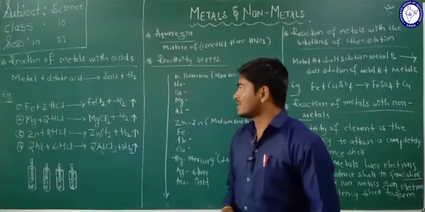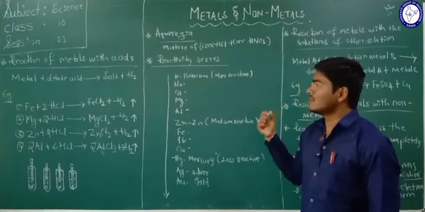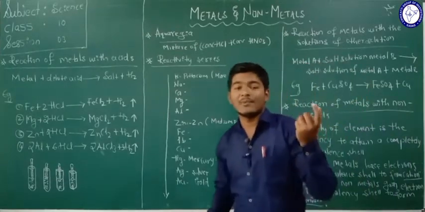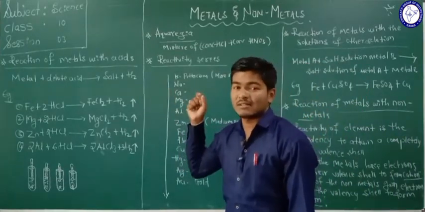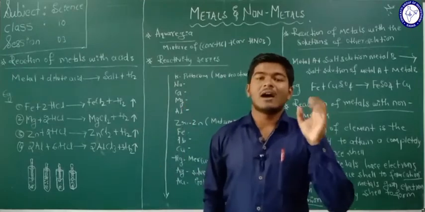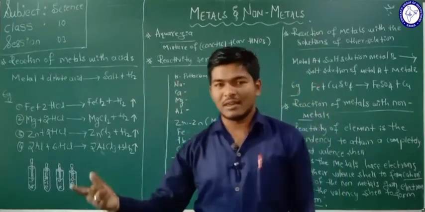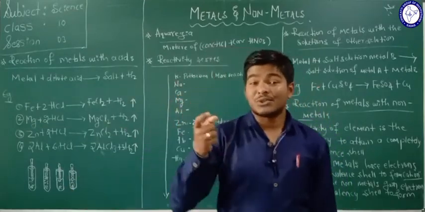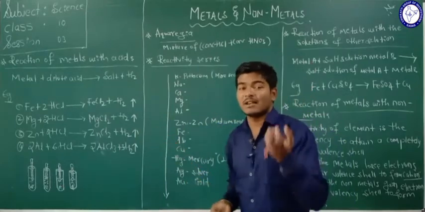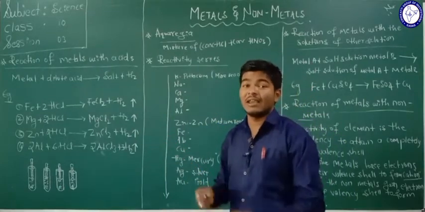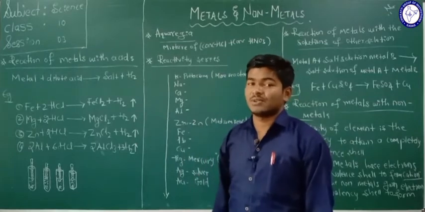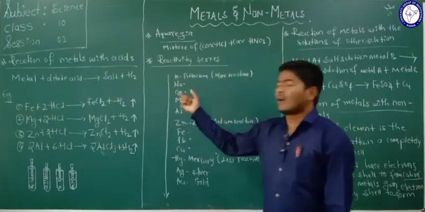In the last session, under the chapter of metals and nonmetals, we discussed some of the chemical properties of metals and nonmetals, isn't it? That is, how the metals react with the air, how the metals react with the water, and also we discussed how the nonmetals react with the air and how the nonmetals react with the water.